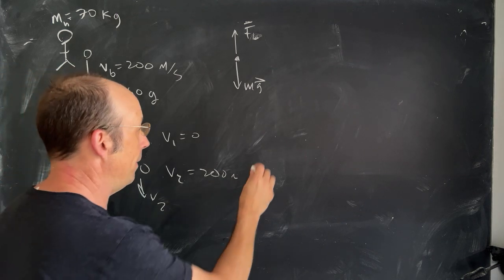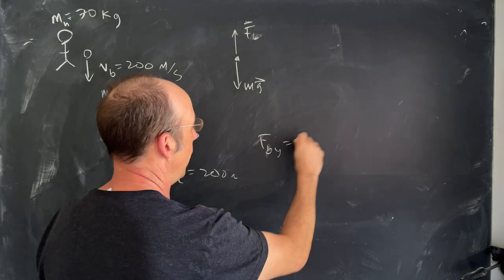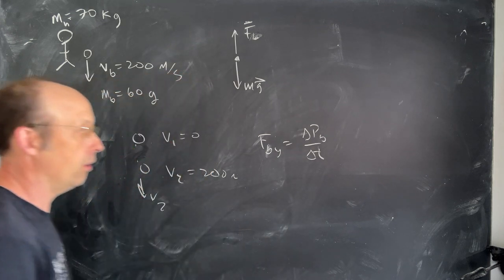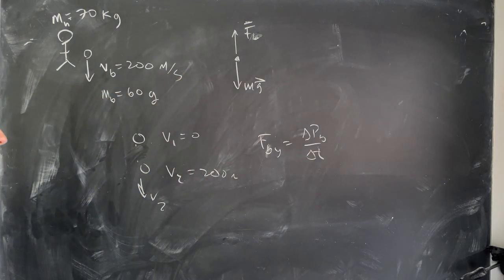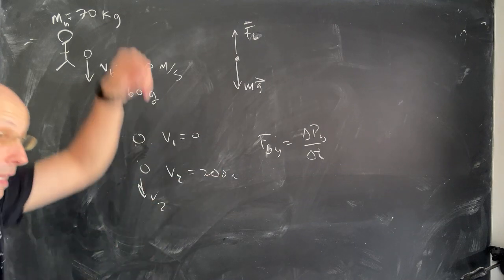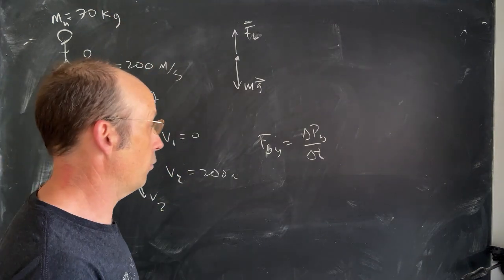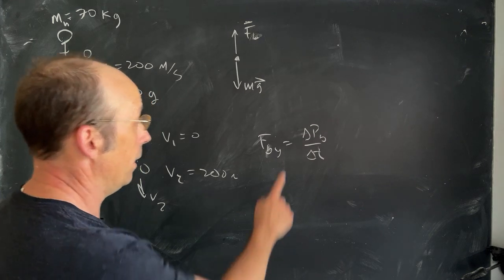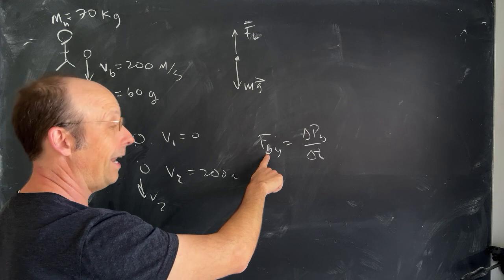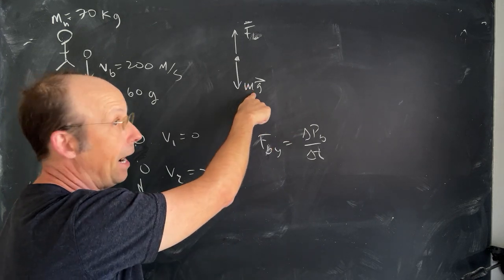But I can write the momentum principle. Let's call this F_BY is going to be delta P ball over delta t, where P ball is the momentum of the ball. So I know the change in momentum of the ball. It's going from 0 to 200 in the negative direction. So that's why the ball is going to push up on me in the positive direction. Okay, let's get to that in a second, right? Because I know delta P, and I actually know what this has to be. This has to be, in scalar version, my weight.